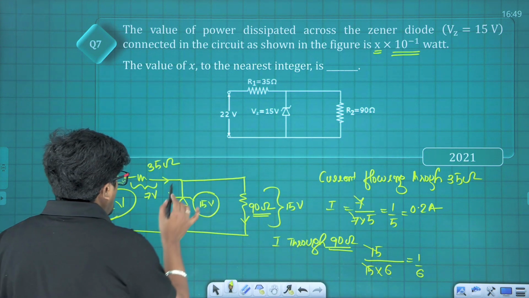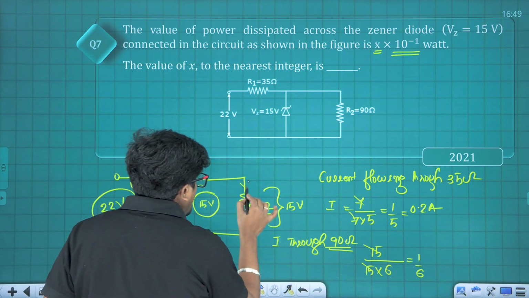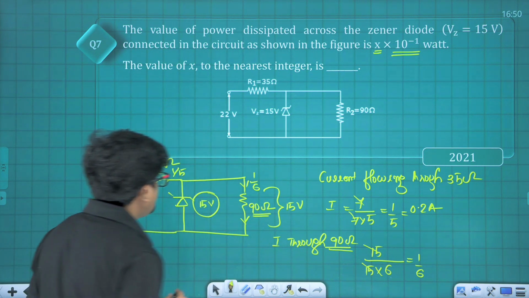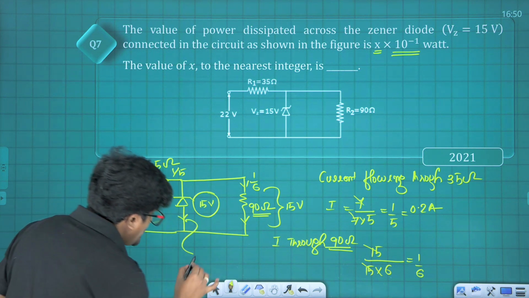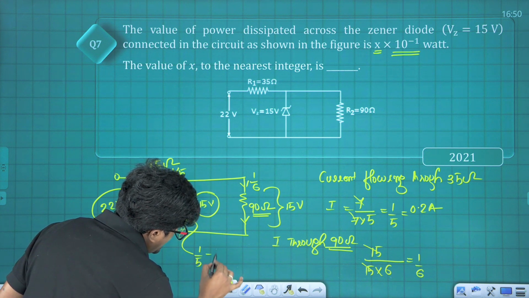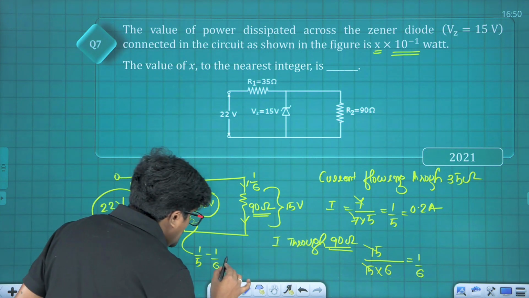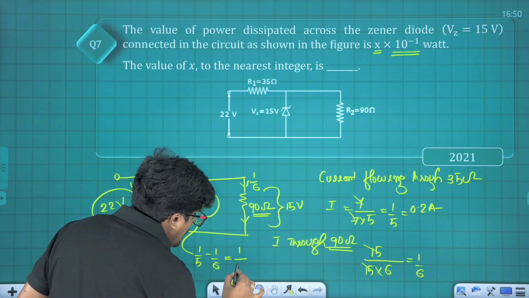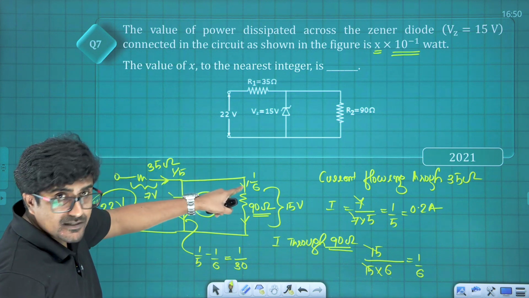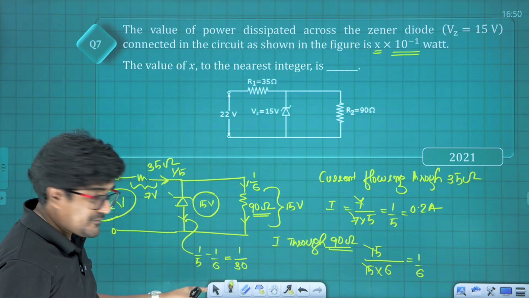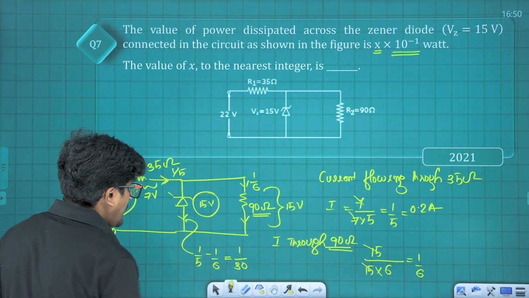Okay, now have a look. The current coming here was 1 by 5, and the current flowing here is 1 by 6. Now, what's supposed to be the current flowing here? It is supposed to be 1 by 5 minus 1 by 6. Here this is going to be 1 upon 30. 1 by 5 was coming here. Out of that, 1 by 6 is going there. So what is left? 1 by 30 is left. Here this is going to be 6 minus 5, that is 1, and here this is 30. So 1 by 30 is the current flowing here.